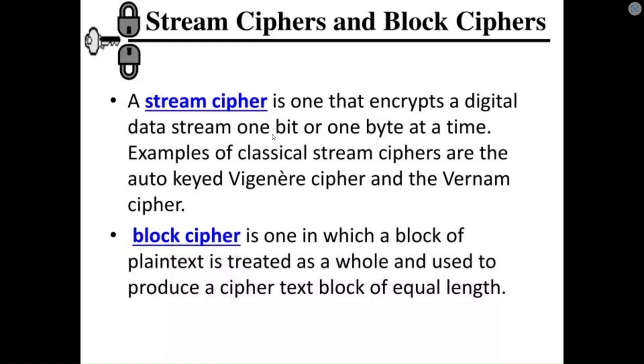1 bit or 1 byte at a time. So in a stream cipher, only 1 bit or 1 byte is encrypted at a time. Examples of classical stream ciphers are the auto-keyed Vigenere cipher and the Vernam cipher. A block cipher is one in which a block of plain text is treated as a whole and used to produce a ciphertext block of equal length.